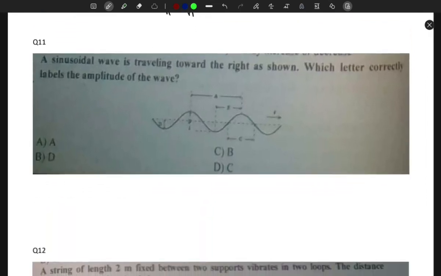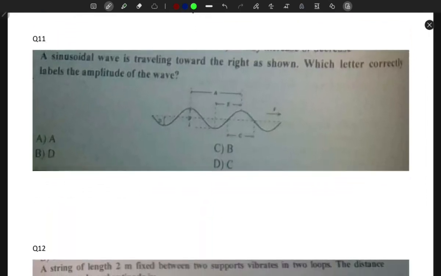Moving on to question number 11, we have a sinusoidal wave is traveling towards the right as shown. So this is the wave and it's moving towards right. Which letter correctly labels the amplitude of the wave? Now, first, before coming to this diagram, what is the amplitude of a wave?